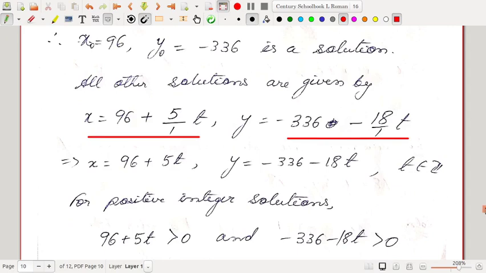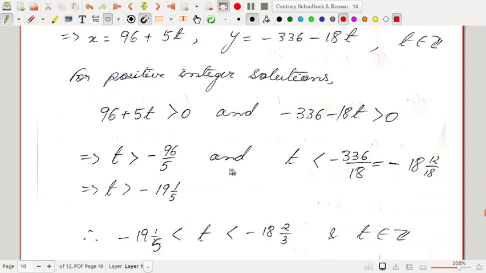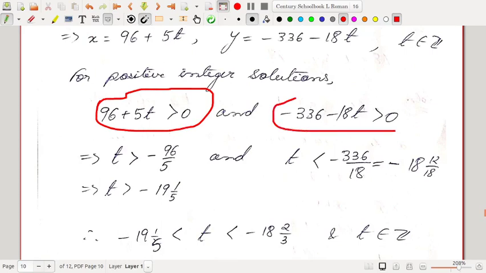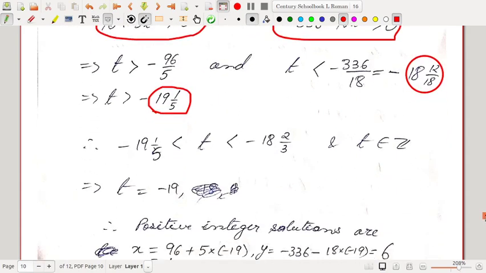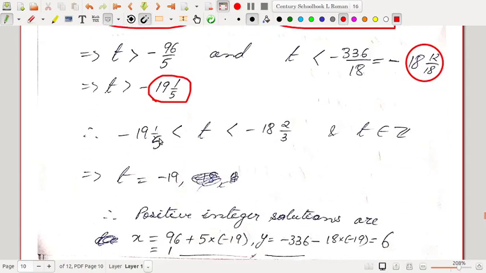So for positive integer solutions, we should find the values of t for which this is greater than 0 and this is greater than 0. Both of them should be greater than 0. So t is greater than minus 96 by 5 and t is less than minus 336 by 18. 96 by 5 is actually 19 and 1/5, and 336 by 18 is 18 12 by 18, or 18 2 by 3, right? So t lies between minus 19 point something to minus 18 point something.